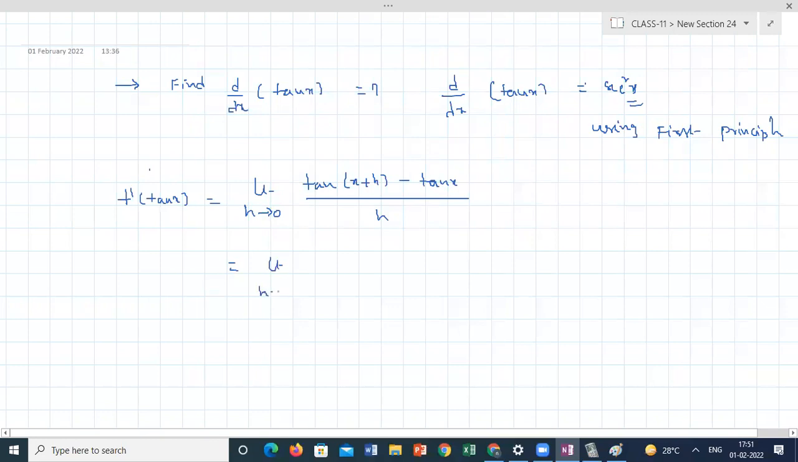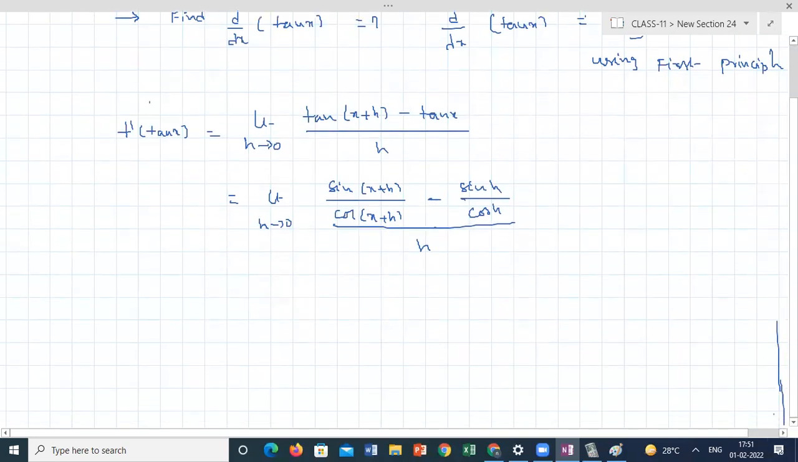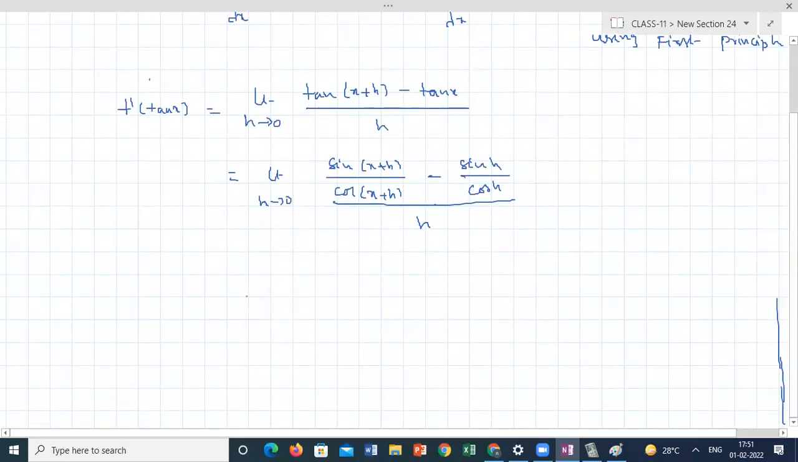So we have to use the tan x plus y formula. No, that is the longer method. I'm using this formula, see how it will work: sin of x plus h by cos of x plus h minus sin x by cos x. You will get the answer the other way too, but it is a longer method. So if I'm taking the LCM, what will you get? I'm taking the LCM in the numerator.